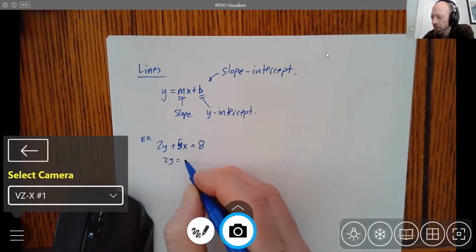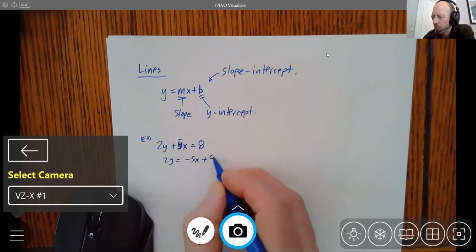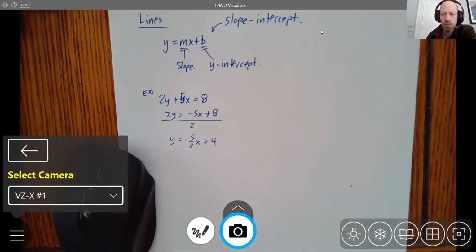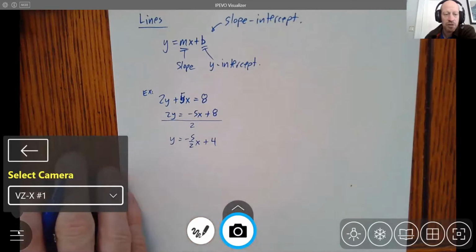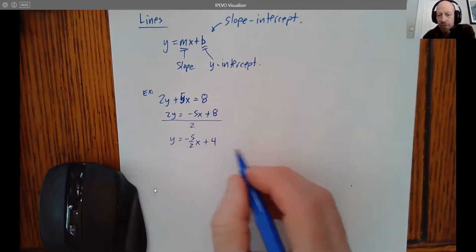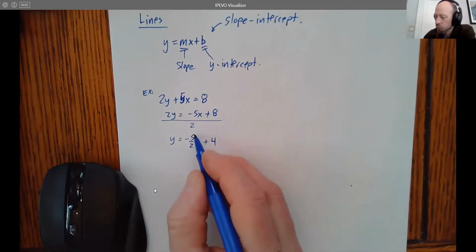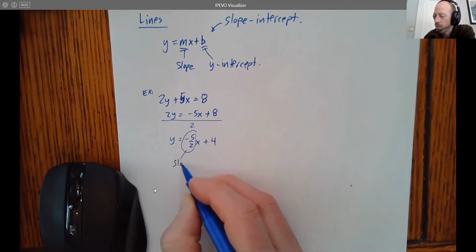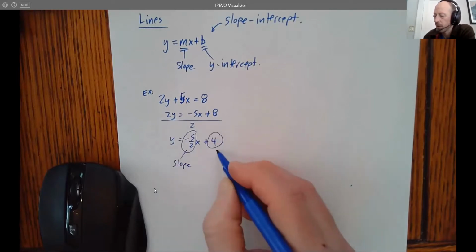So I'm going to start by subtracting the 5x from both sides, and then I'm going to divide everything by 2. And I get y equals minus 5 half x plus 4. So now I can read off the information I need there, right? This is my slope, and this number is my y-intercept.